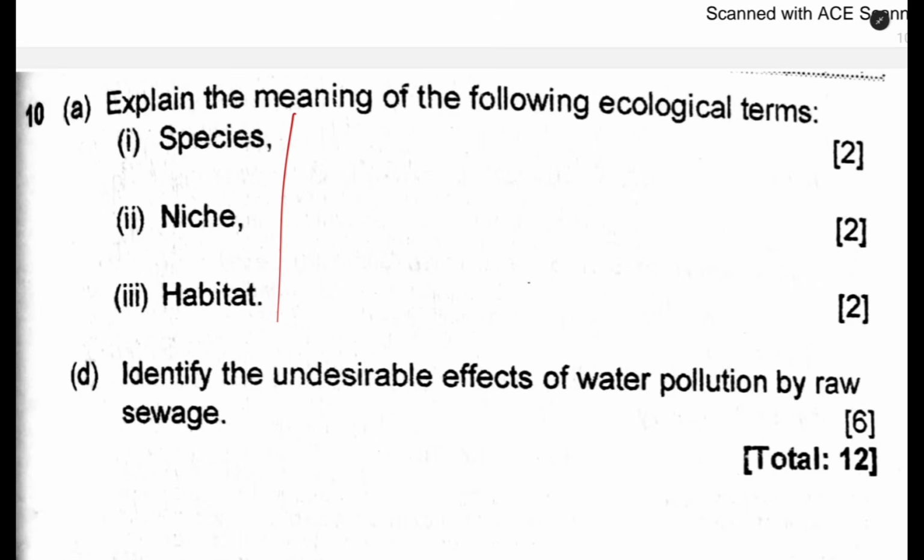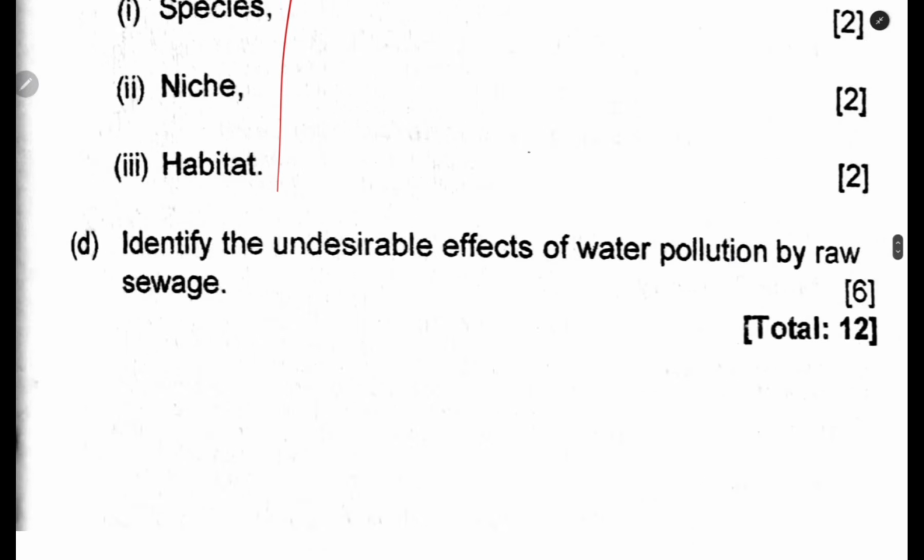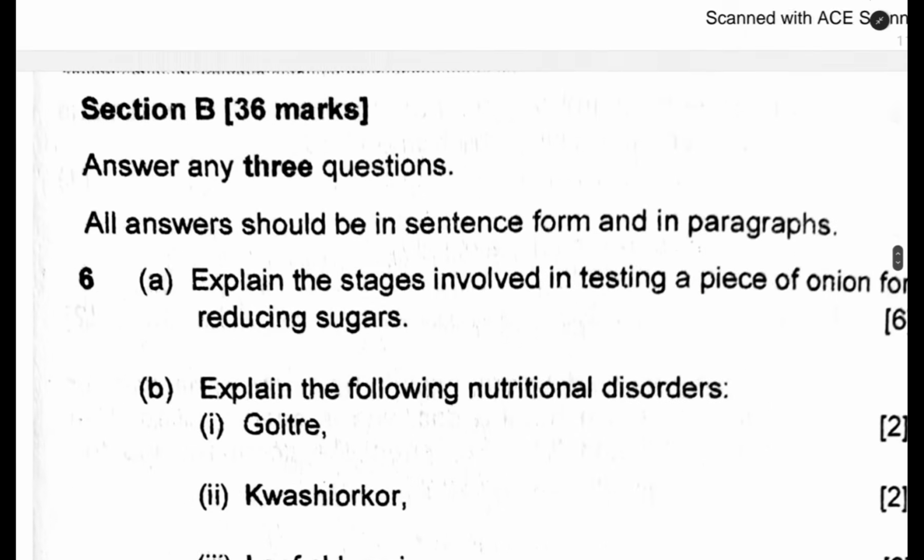Then: identify undesirable effects of water pollution by raw sewage. So, undesirable effects of pollution, we also came across such a question. So you need to look at this, that is pollution.